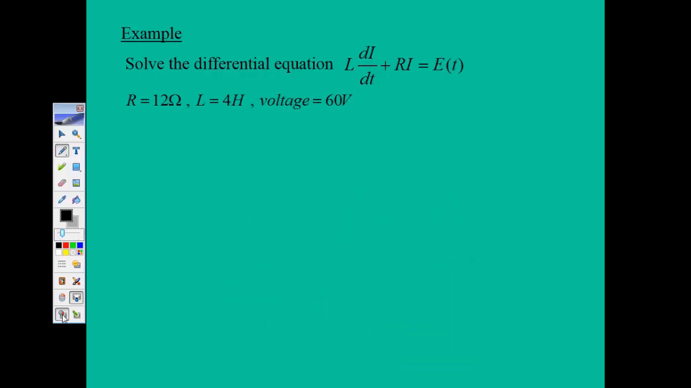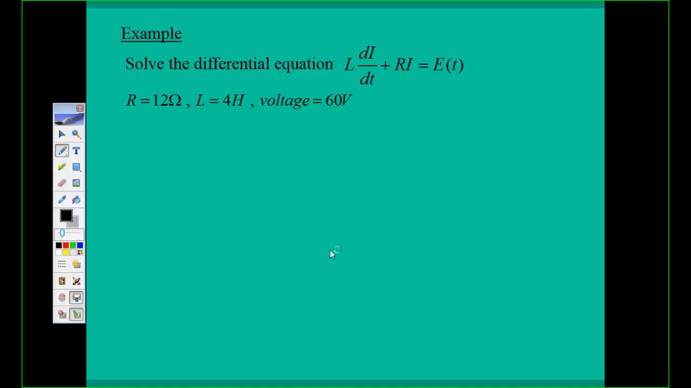Revisit the circuit problem we looked at earlier, and we solved this using a directional field and Euler's method. We're going to try to solve this analytically this time. So let's plug in the given information to our differential equation. We have R equals 12, L equals 4, and the voltage is 60. So let's plug those values in.